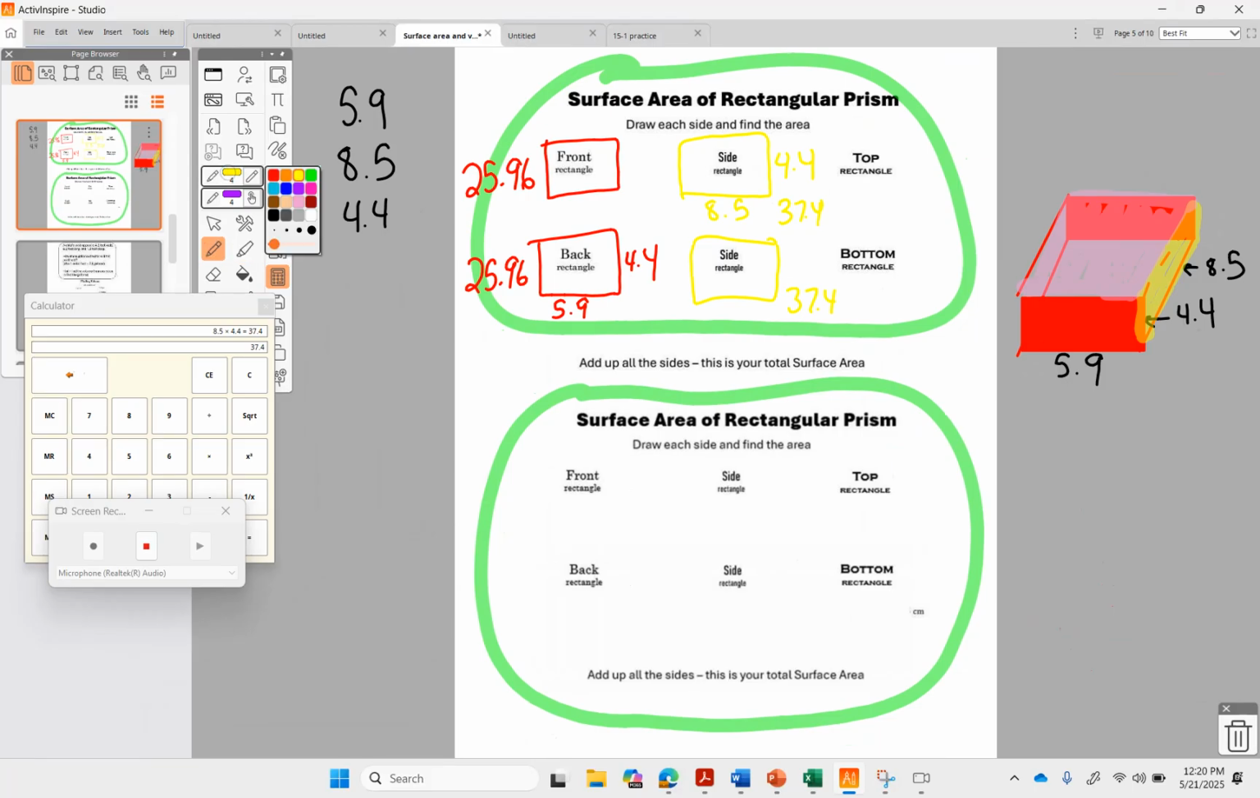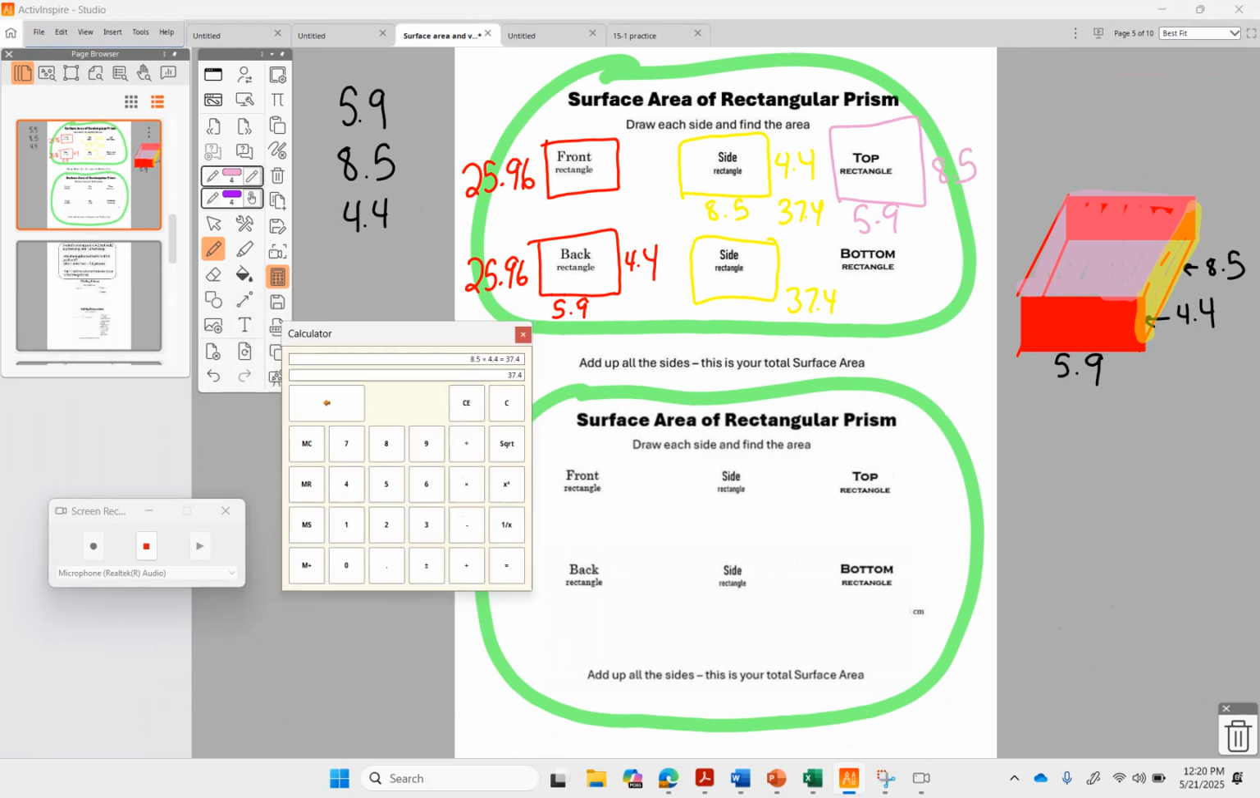Let me use this color. Okay? And these dimensions are 5.9 times 8.5. So I'm going to come back over to my calculator. 5.9 times 8.5, and I get 50.15. And there's 2 of those. 25.96 plus 25.96. Those were the dimensions of the front and the back.